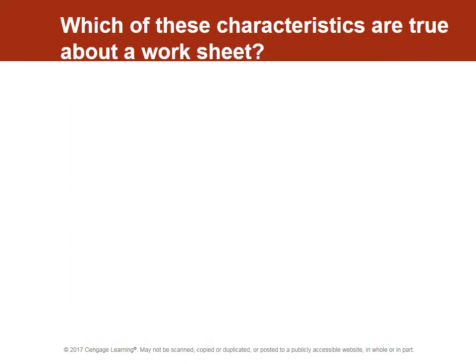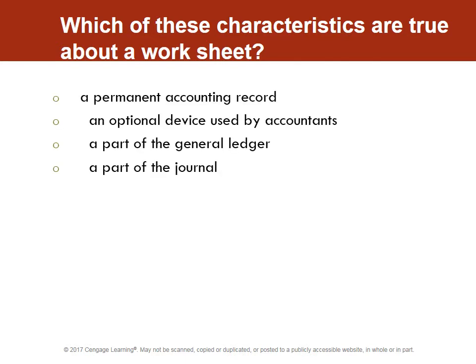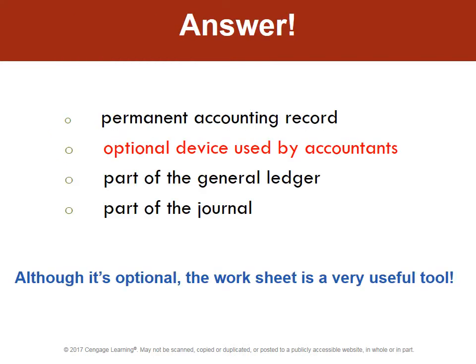Okay, so let's try this as a quiz just to make sure everybody understands. Which of these characteristics are true about a worksheet? Is it a permanent accounting record? Is it an optional device, part of the general ledger, or part of the journal? And the answer is that it is optional, but we always want to say it's a very useful tool. And for individuals that will become accounting majors, they will find that Excel is used all the time.